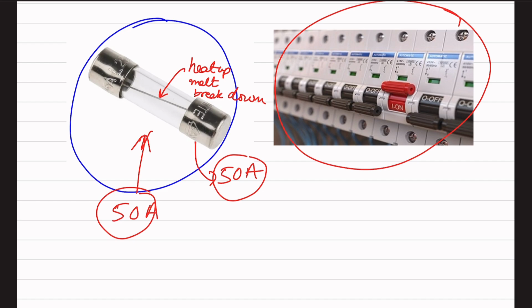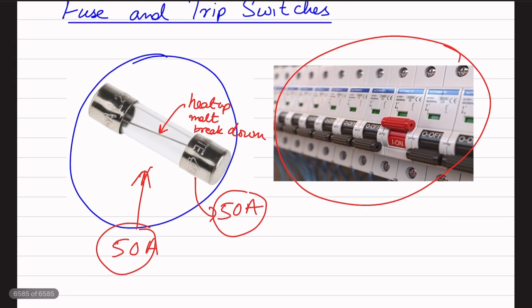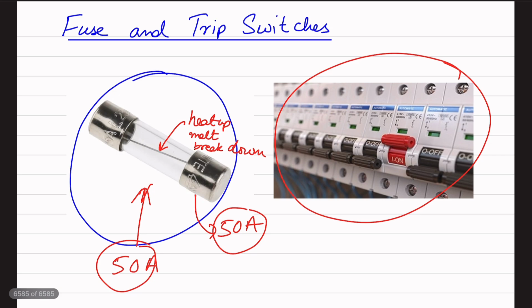We'll check what's wrong with the power supply that we are providing to the appliance, and then we can just replace it with a new fuse, and our appliance will stay safe. So this is how a fuse works. Now, on the other hand, trip switches. Normally in our houses nowadays we see these trip switches because they're more advanced, and each time we do not have to change a trip switch like the fuse.